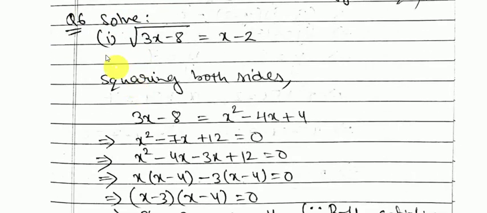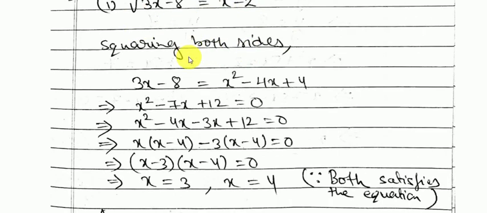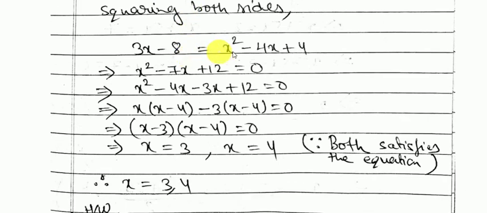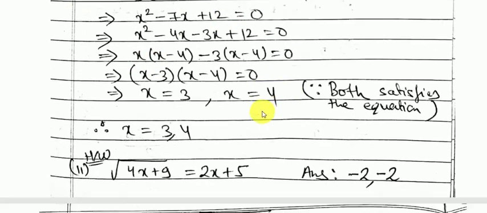Question number 6, you have to solve this. Square root of 3x minus 8 equal to x minus 2. So for this type of question you have to take a square both the sides. This type of questions you will have done in class 10 also. So you have to do the squaring both the sides, and then you will get a quadratic equation, and rest you know how to solve.